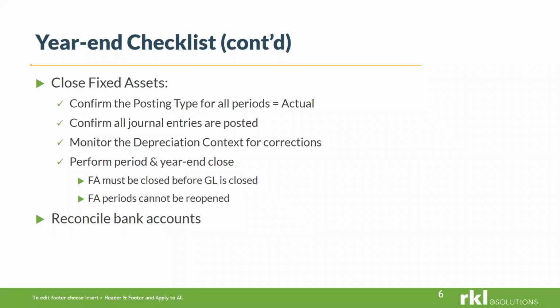If you are using the fixed asset module, then you'll want to review the posting type in the depreciation context to ensure that all periods are set to actual. When you set up those fiscal periods, X3 does default that posting type to simulation, so you want to ensure that those have been flipped to actual. You want to make sure that the journal entries for depreciation have been posted through.